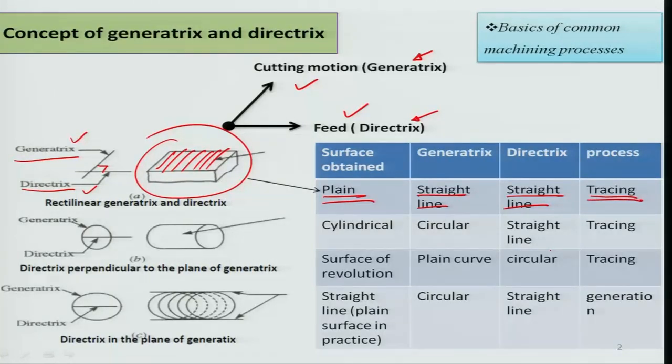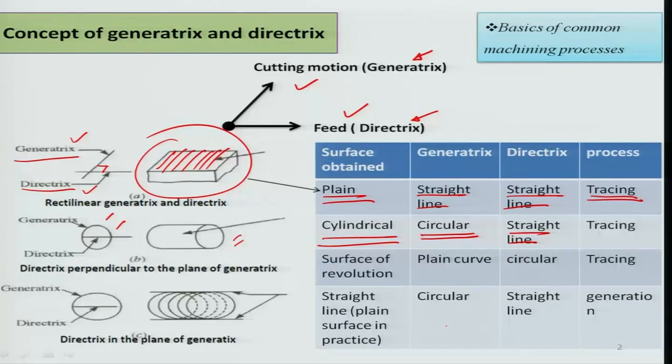Similarly, in the case of a turning center, you normally have the motion of the workpiece in a circular manner, and we can say that the generatrix direction, or the cutting motion, is circular, and the relative feed direction of the tool with respect to the workpiece is again a straight line. So, a straight line and a circle will generally yield a surface which is cylindrical in shape. Of course, the straight line is in a direction perpendicular to the direction of the cutting velocity. That is very important, particularly here.